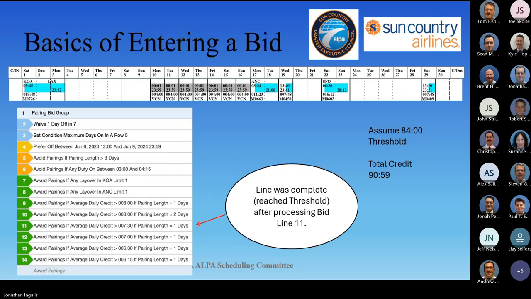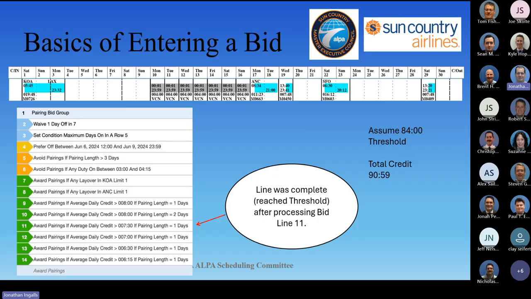Question on the avoid pairing if any duty between 3 and 4:15. Is that going to be set to our domicile time, or is that set to wherever you're at? Great question. Any time you see on this is always going to be local domicile. Okay, thanks. Yep, times are always local domicile. And anyone else, if you want to ask a question, just feel free to interrupt, toss a hand, or even just ask. By all means, this is open floor.